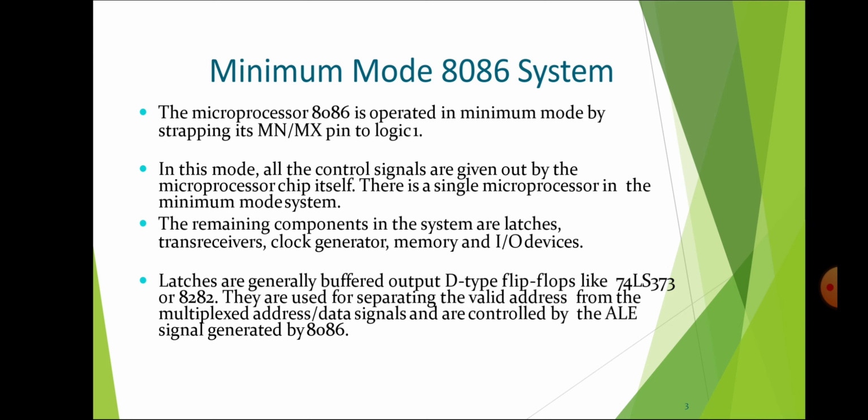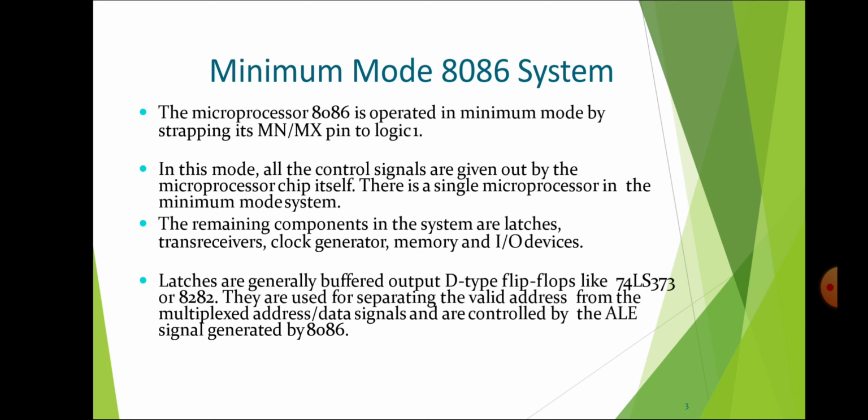We'll go first to the minimum mode 8086 system and how it can be configured. The 8086 microprocessor is operated in minimum mode by strapping the MN/MX pin to logic 1. If you went through the last lecture, you know that MN is the active high pin. If you connect the MN pin to VCC, it becomes logic 1, so your 8086 processor is working in the minimum mode.